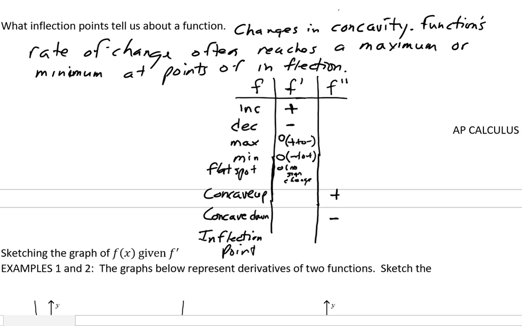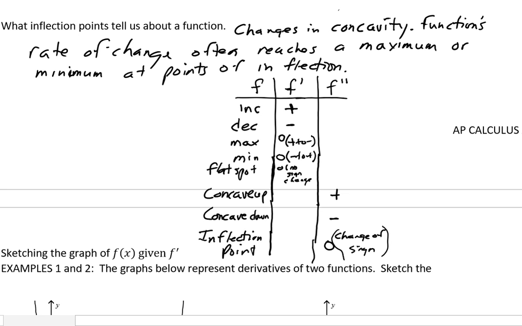then the second derivative will be 0, and there may be a change of sign. If there's no change of sign, then there's no change in concavity. But it has to have a 0 and a change of sign. So that's the table that we're going to need.